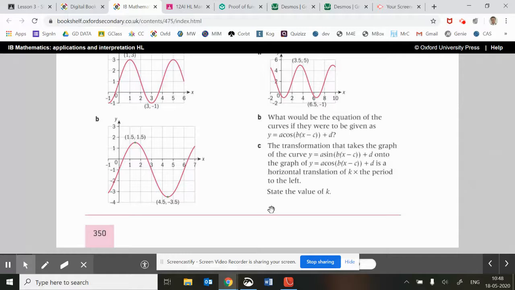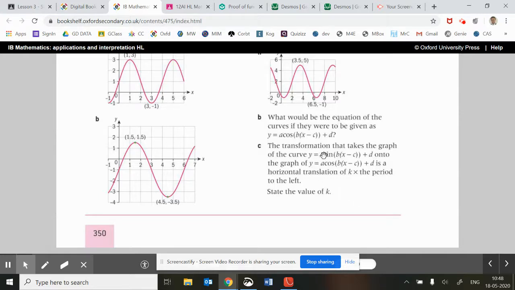Okay, it says, of course, the transformation that takes the graph of the curve y equals a sine(bx minus c) plus d onto the cos graph with the same transformations is a horizontal translation of k times the period to the left. Take the value of k.